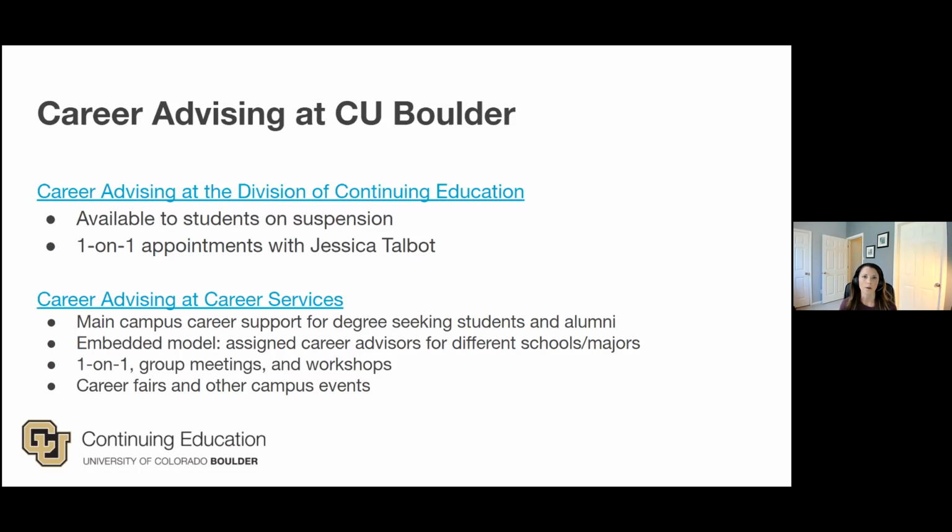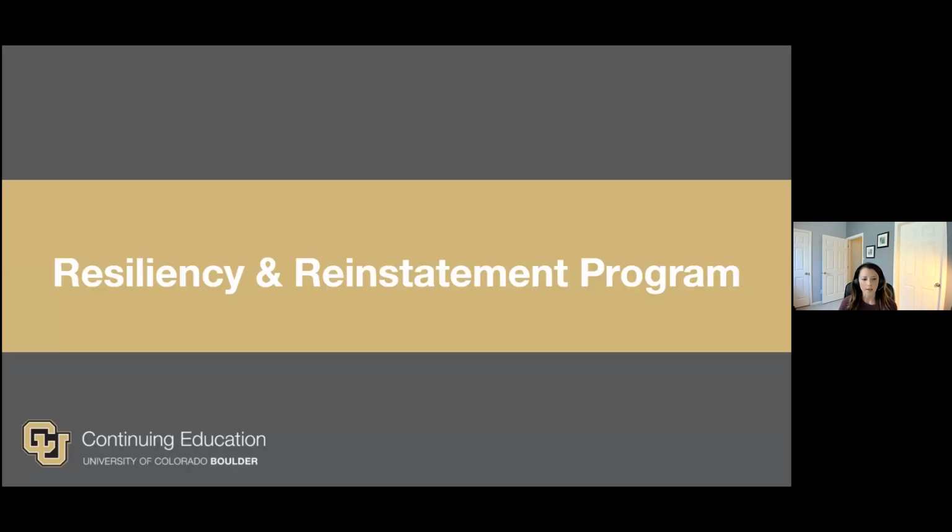And in addition to one-on-one meetings, they also offer group meetings and group workshops, which is nice depending on individual preferences. And then since it's a larger office on campus, they also have a lot of on-campus events, virtual events, career fairs. So there's also a lot of opportunity there to really engage with that office, both now and then, of course, in the future. And that's all I have. So I'm going to go ahead and pass it back over to Graham.